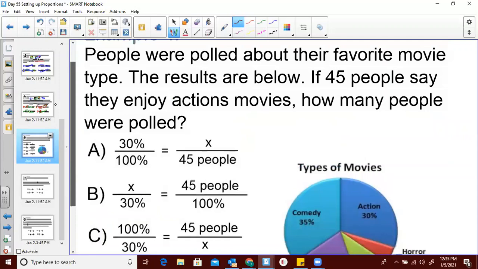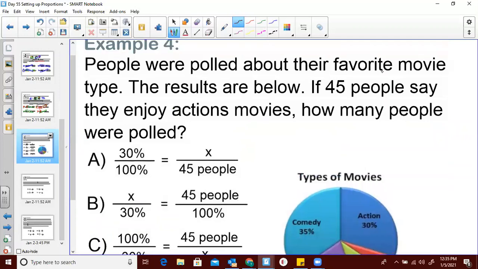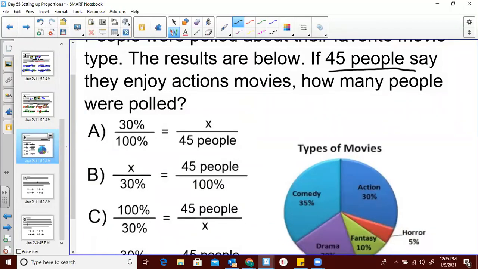So let's see, it says people were polled about their favorite movie. The results are below. So 45 people say they enjoy action movies. So let's look at action movies. All right, so again, we're going to do this percent over 100, which for action movies is going to be 30%. And that's going to be over 100%.